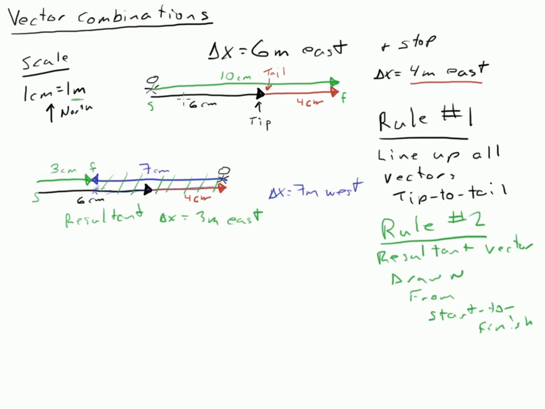We have 2 vectors, displacements going in the same direction. We combine those together to find that resultant. And then we had vectors going in opposite directions. Again, in both cases we line them up tip to tail, and then we find our resultant by lining them up start to finish. So the next example we're going to look at will be when we have 2 vectors that are at right angles to each other.